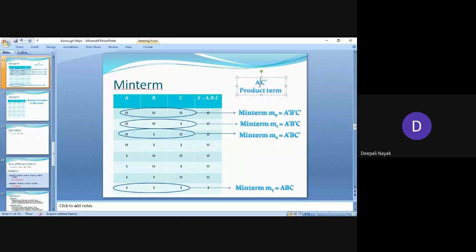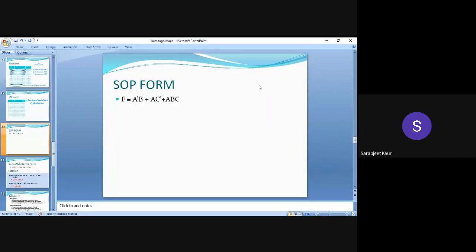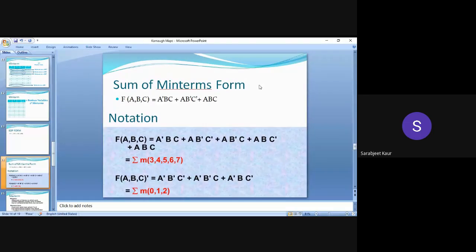Yes, ma'am. Accordingly, we had talked about two notations, namely the sum of product form and the sum of min terms form. Okay, so how to represent a Boolean expression, let's say f(a,b,c) is equal to a'bc or ab'c', this expression that you're seeing on your screen alternately. So this sigma is used to represent the sum of min terms form. It is used to represent the sum of min terms form.